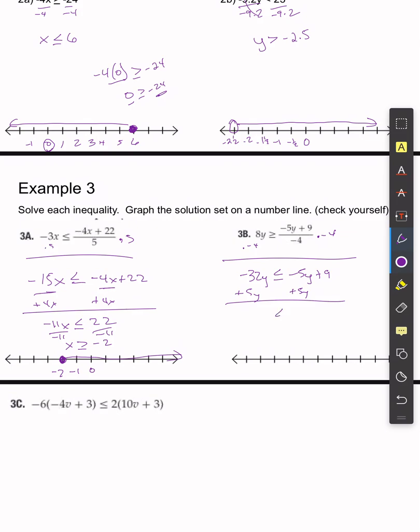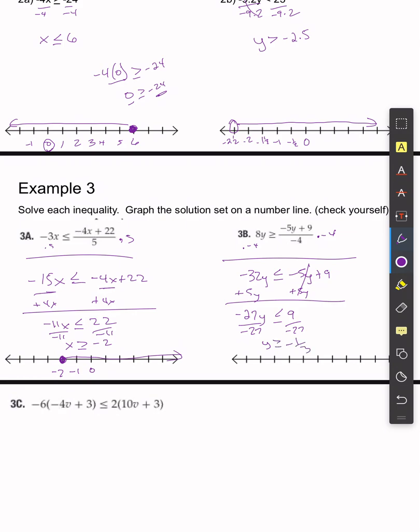Okay, so when I do this, I get negative 27y. And then on this side, I'll have 9, right, because this goes away. And then I'm going to divide both sides by negative 27. So notice I've already flipped the inequality once. And when I do this, I'm going to have to flip it back. So y is now greater than or equal to negative 1/3.